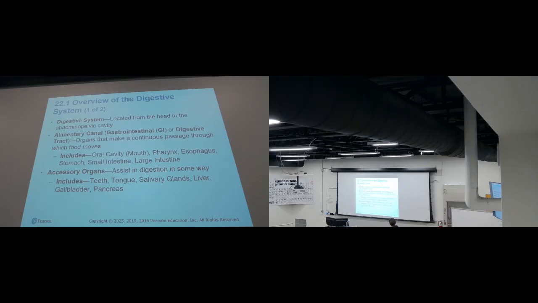and it has two major portions: the gastrointestinal or digestive tract, which is also known as the alimentary canal, through which you have a series of hollow organs that allows the passage of food from the oral cavity up to the anal cavity. And then we have accessory organs. The accessory organs aid in digestion in some way, and include the teeth, the liver, pancreas, salivary glands, and gallbladder. So all of those are accessory organs.